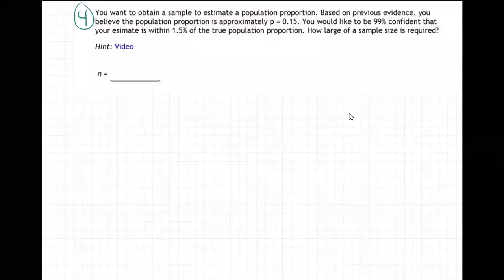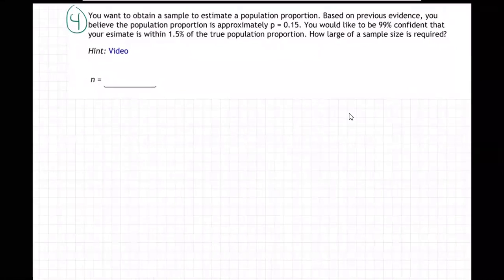Okay, so this one says you want to obtain a sample to estimate a population proportion based on the previous evidence. You believe the population proportion is approximately 0.15. You would like to be 99% confident your estimate is within 1.5% of the true proportion. How large a sample? So those are the key words you'll need to recognize on the exam. How large of a sample size?